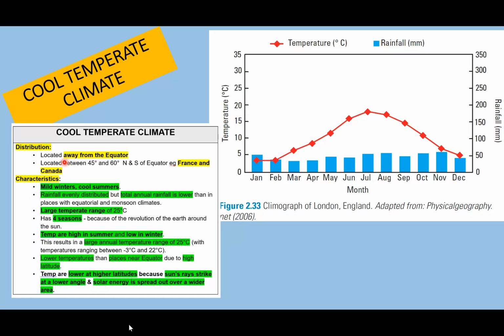Countries with cool temperate climate are located away from the equator. They are located between 45 degrees and 60 degrees north and south of equator. Example, France and Canada. The characteristics will be mild winters, cool summers. Right, let's look at the temperature.